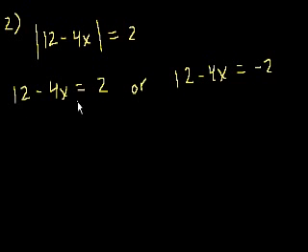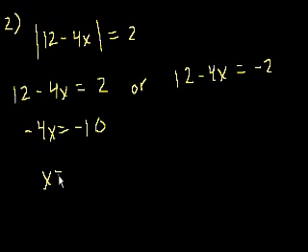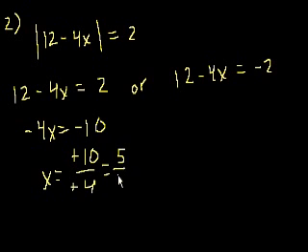So let's see. Subtract 12 from both sides. You get minus 4x equals 2 minus 12, which is minus 10. Then divide both sides by minus 4: x is minus 10 over minus 4. Then the negatives cancel out, and that's equal to 5 halves, or 2.5. The only reason I wrote 2.5 is I was looking at the choices and they have everything as decimals.